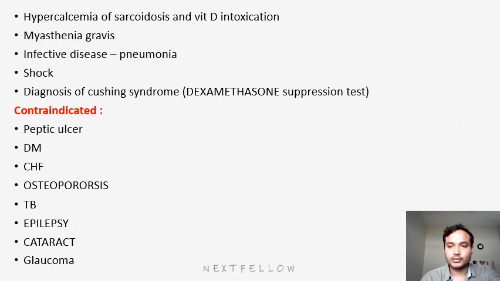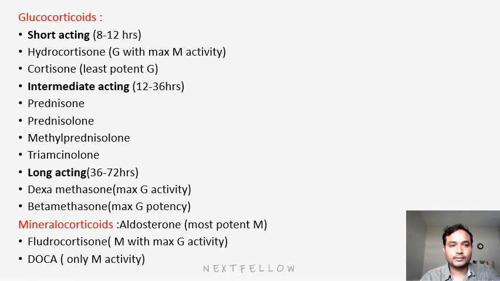Next, what are the drugs in the glucocorticoid group? In the group we have short acting, intermediate acting and long acting. In glucocorticoids, short acting drugs act for 8 to 12 hours. The drug is hydrocortisone. This hydrocortisone is a glucocorticoid with maximum mineralocorticoid activity. They will have both glucocorticoid and mineralocorticoid activity, but the mineralocorticoid effect is more.